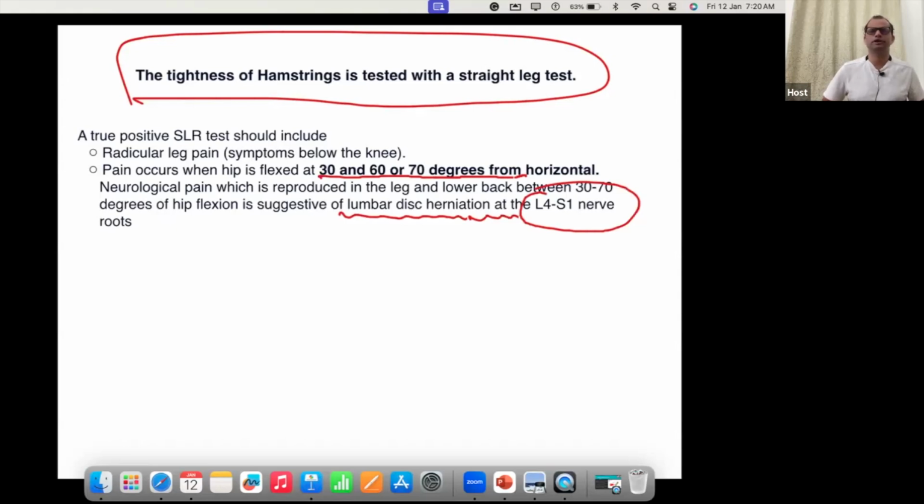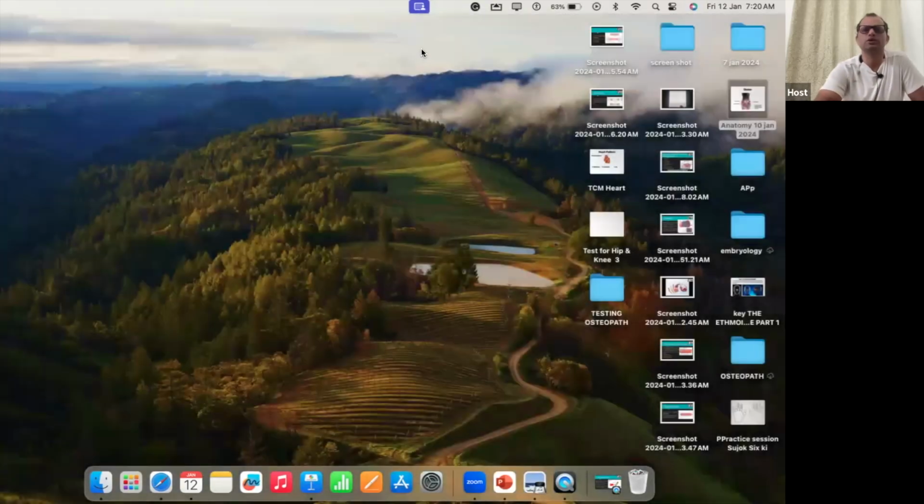लंबर 4 से S1, अगर आपको किसी पेशेंट के बारे में पता करना हो कि इसको दर्द क्यों हो रहा है, क्या इसको हर्निएशन है, स्लिप डिस्क है, तो स्लिप डिस्क का पता हम इस टेस्ट से करते हैं. So this test is especially for slip disc. This test is especially for herniation between the lumbar 4, lumbar 5 and S1. Is it clear to everyone? समझ में आ गया? Okay.